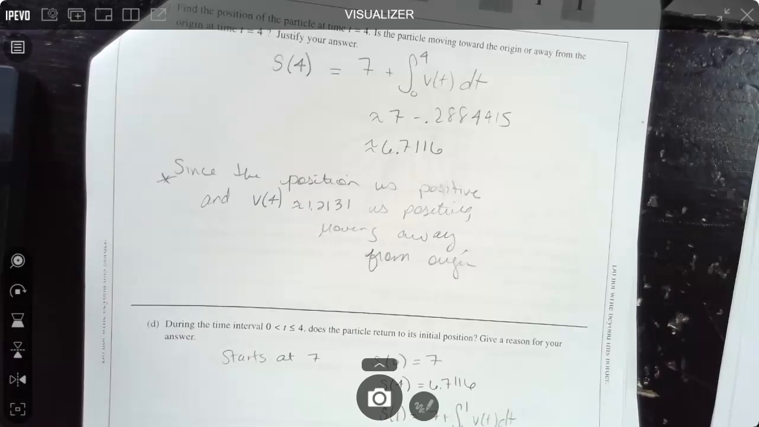You got what right? The justification? You said both are positive, therefore it's moving away. You got to say both are positive, position and velocity.